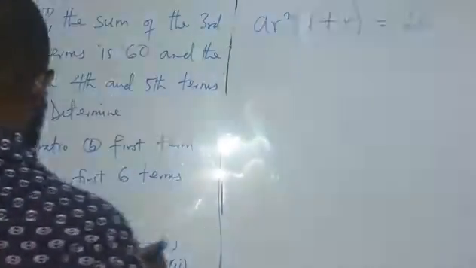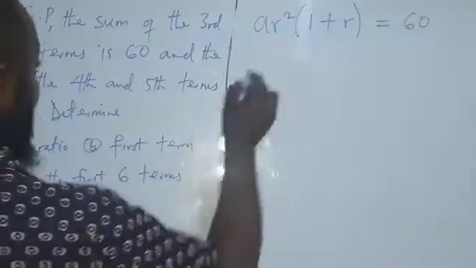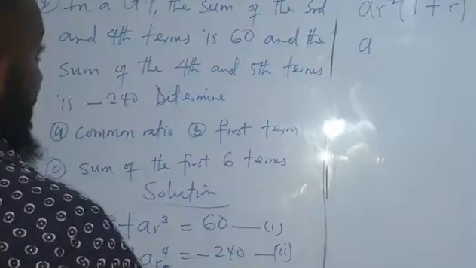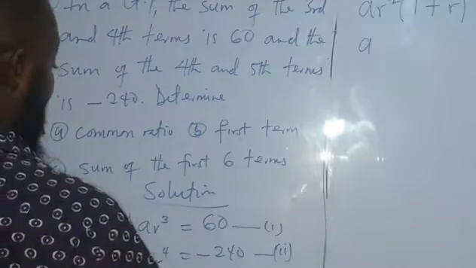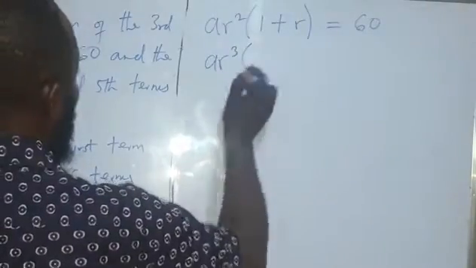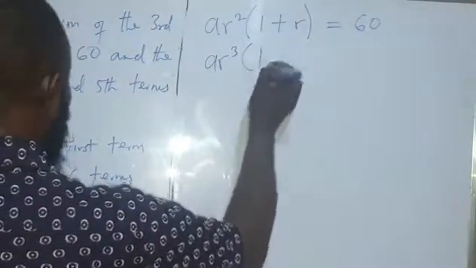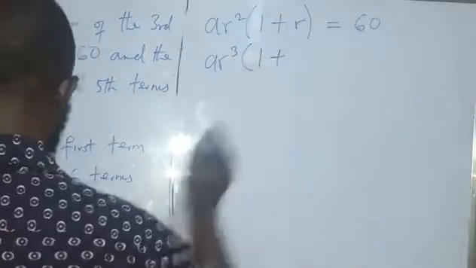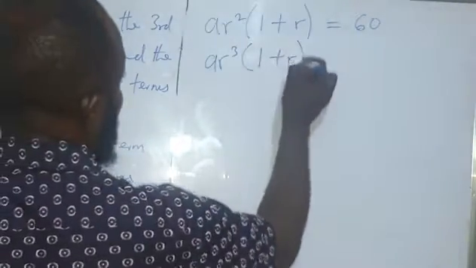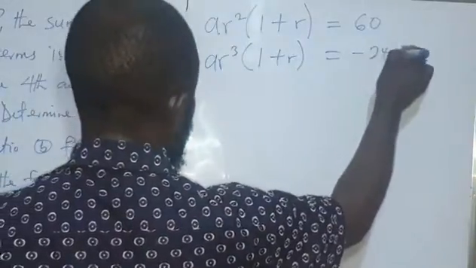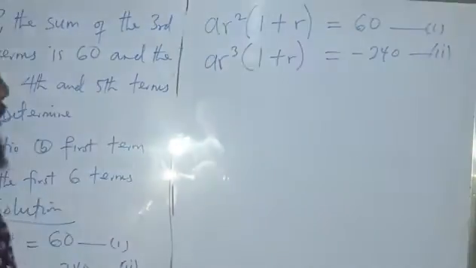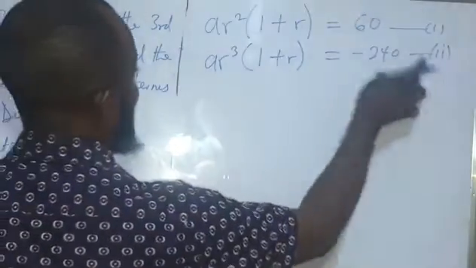Are you with me? Then the next one: A is the highest common factor here, and r cube is common. Then what is left is 1 plus r, which equals minus 240. It's still equation 1, and this is equation 2. So what we're going to do is divide equation 2 by equation 1.